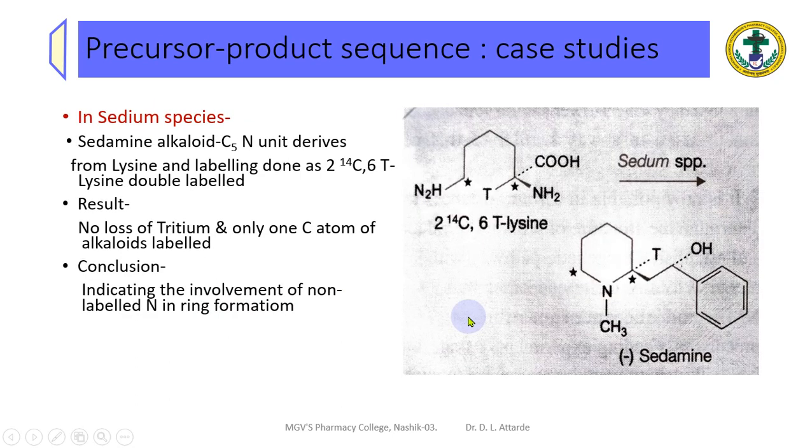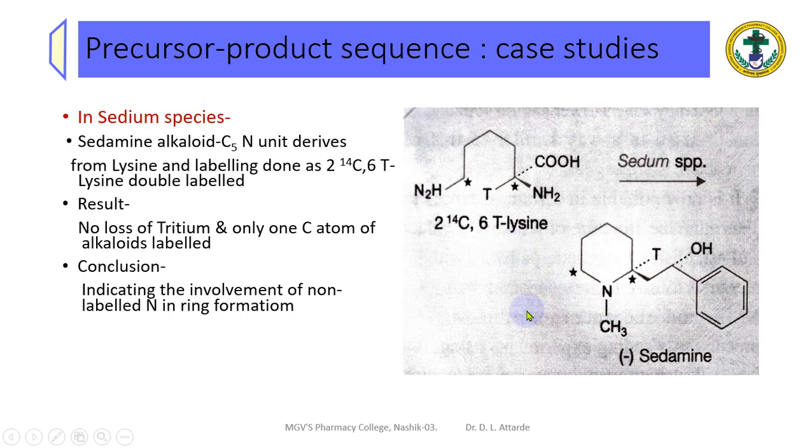Now a case study for this: you can see the amino acid lysine. It is labeled with C14 at the 2 number carbon, and a tritium is labeled at the 6 number carbon. So this lysine amino acid is presumed to be your precursor in Sedum species for the formation of the alkaloid sedamine. So sedamine alkaloid is a C5N unit derived from lysine. It is presumed. C5 means carbon 5, you can see 1, 2, 3, 4, 5. This carbon and nitrogen are derived from this lysine, and so labeling is done like this.